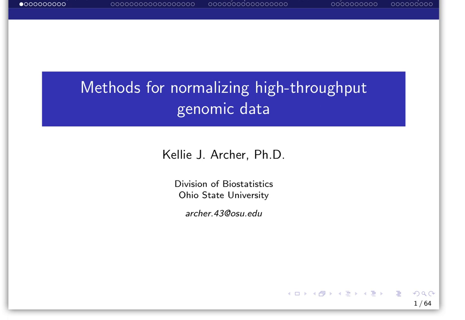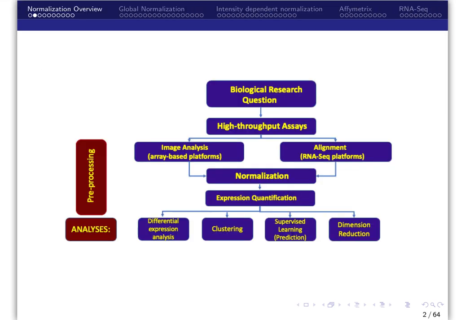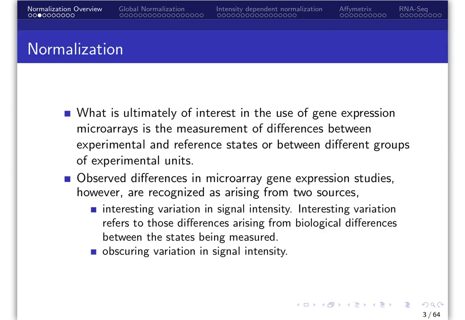In this week's module, we will talk about normalization for high-throughput genomic data. As a reminder, this is the general flow of a high-throughput genomic experiment. Once an array has been hybridized, there are various pre-processing steps, including image analysis for microarrays and alignment for RNA sequencing assays. This week, we will discuss normalization.